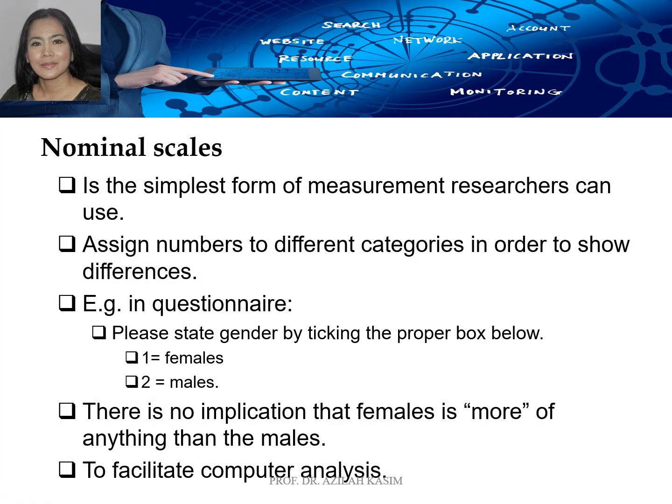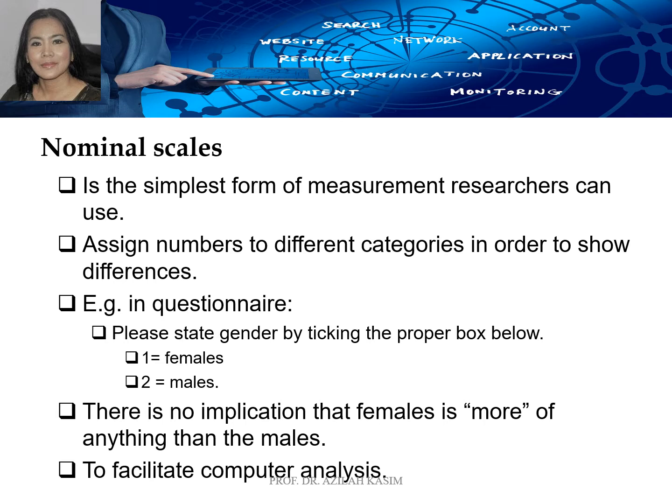Okay, let's look at nominal scale. Nominal is the simplest form of measurement scale that researchers can adopt. It assigns numbers to different categories in order to show differences. For example, just a basic question like gender. Normally, we assign only 1 to female and then 2 to male. This is just because there is no value there. We just need the name, the number associated with name, male and female. There is no implication that female is more or anything else than male. So we just need the number. That's why nominal.